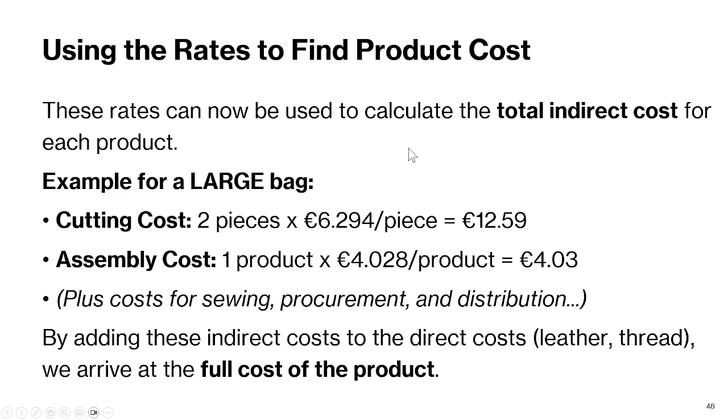Now we can finally calculate the indirect cost of a specific product. For a large product, which requires 2 hours of laser cutting, the indirect cutting cost is 2 times our rate of 6.29, right? So it equals 12.95 euro. The assembly cost is one product multiplied by 4.30. When we add up these indirect costs from every center and combine them with the direct cost of labor and thread, we finally arrive at the full cost of the product.